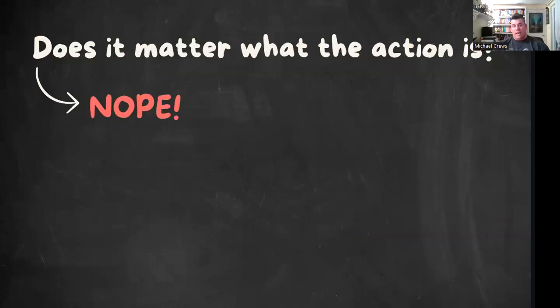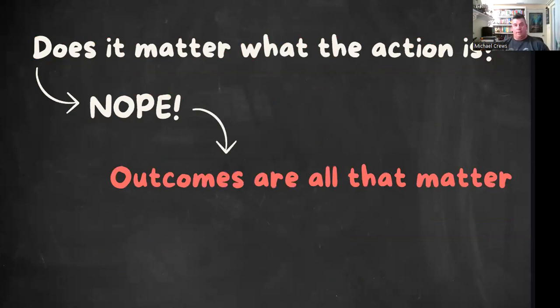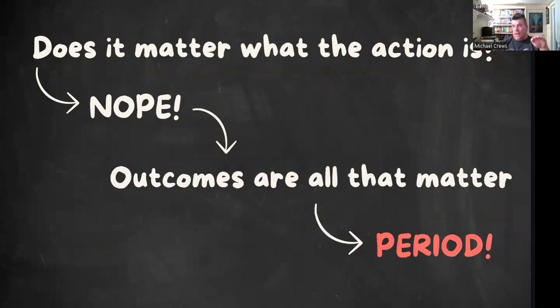So does it matter what the action is? I just said no. Outcomes are all that matters. Period. Okay? It's very black and white, hard line. I did this thing and it came out good, so what I did was good. I did this thing and it came out bad, so what I did was bad. This is often associated with the phrase, the ends justify the means. I'm sorry, the end is the goal that you're trying to get to, and the means is the tool that you use to get there. So when somebody says the ends justify the means, that means the outcome justifies the actions that you did to get there, okay?